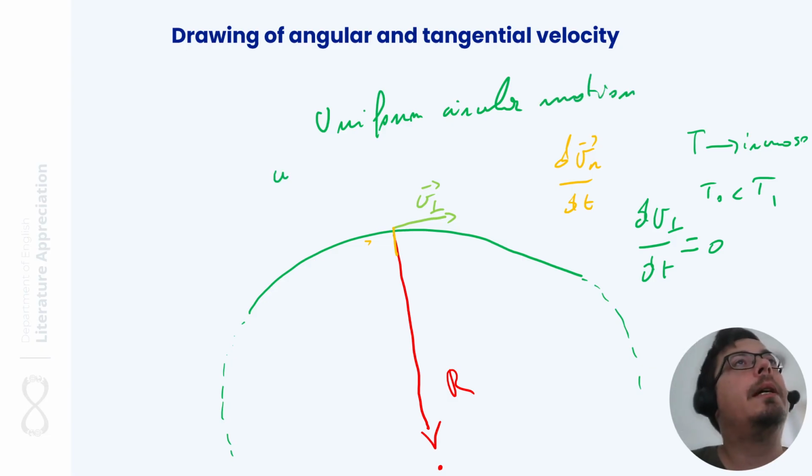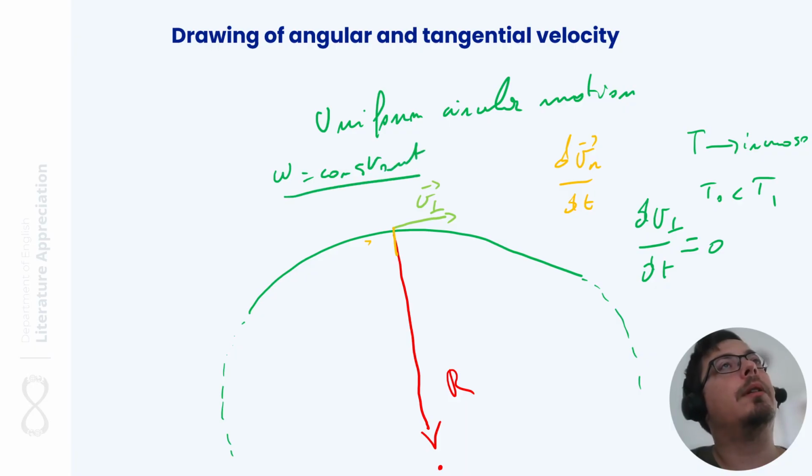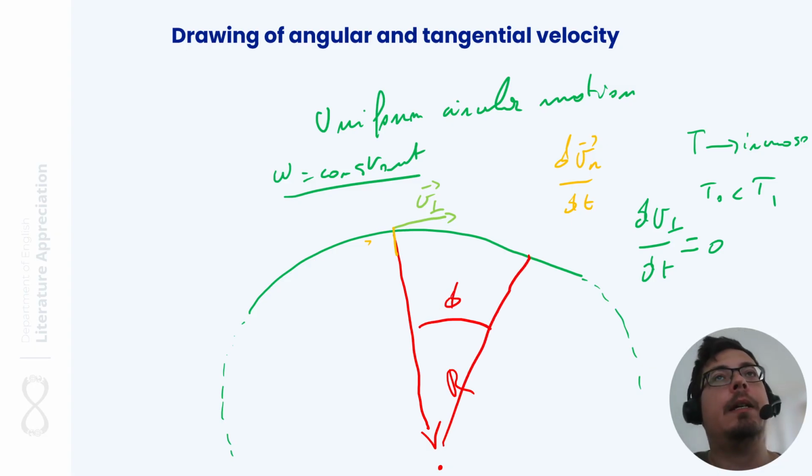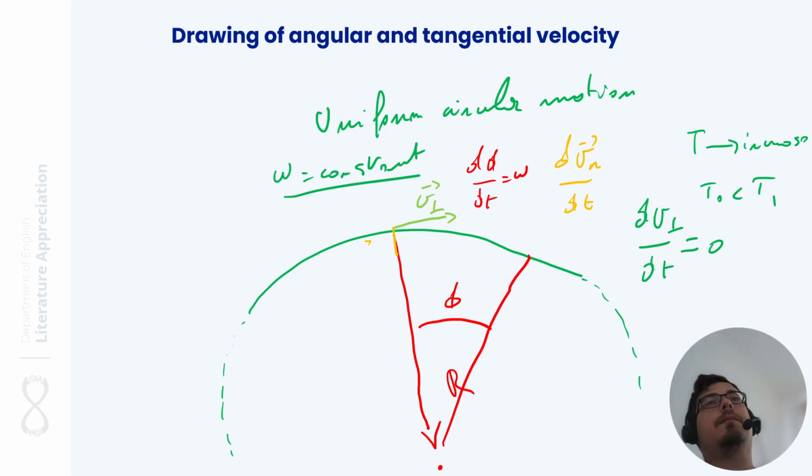Meaning that omega is constant. This is very important. The angular velocity is constant, meaning that d phi over dt is omega, which is constant. So there is no acceleration in any of the directions.